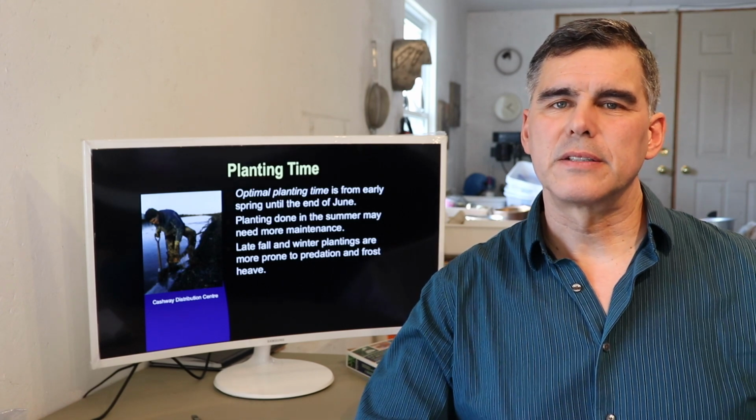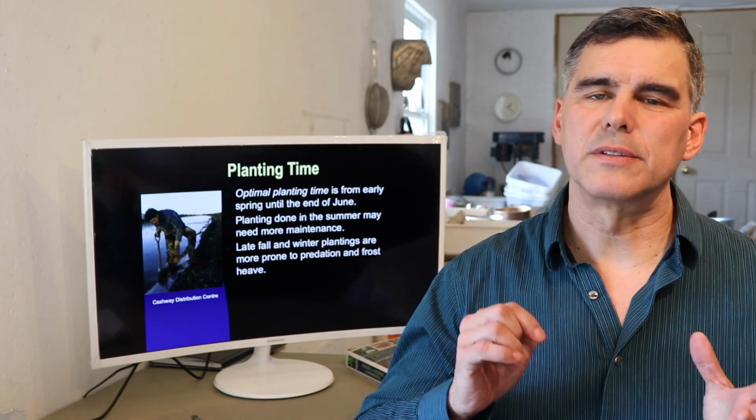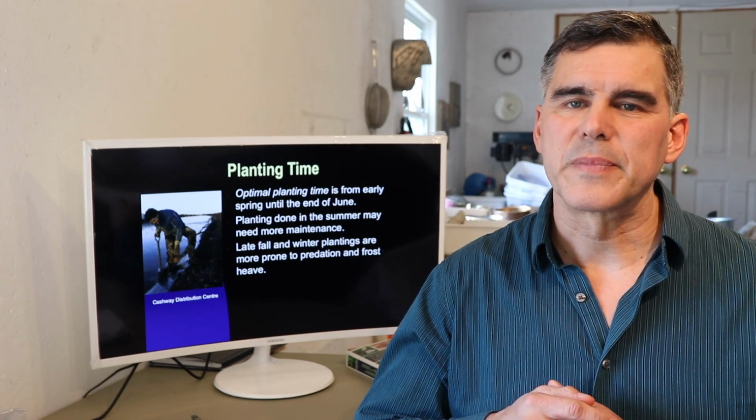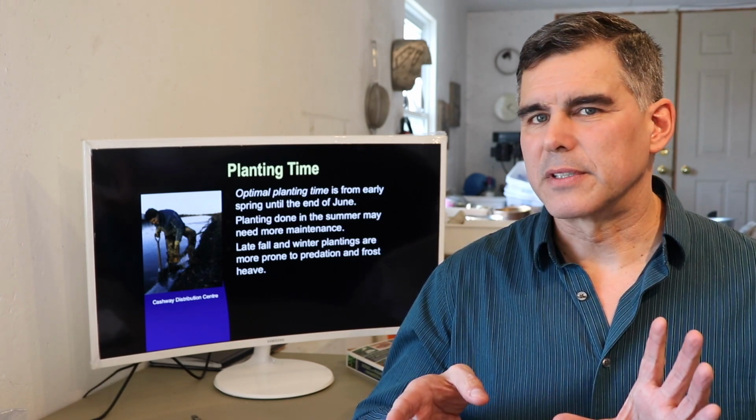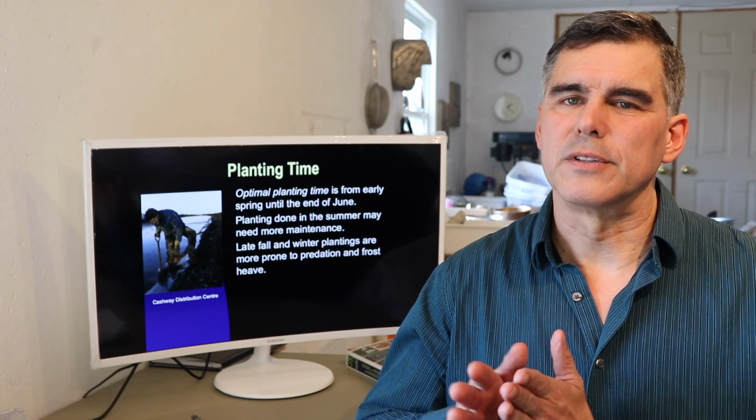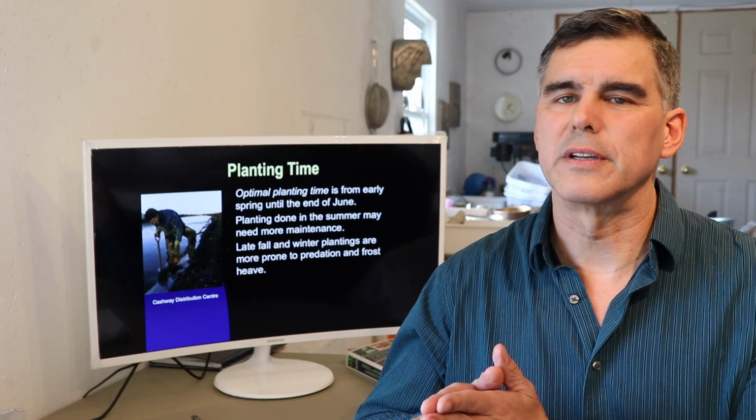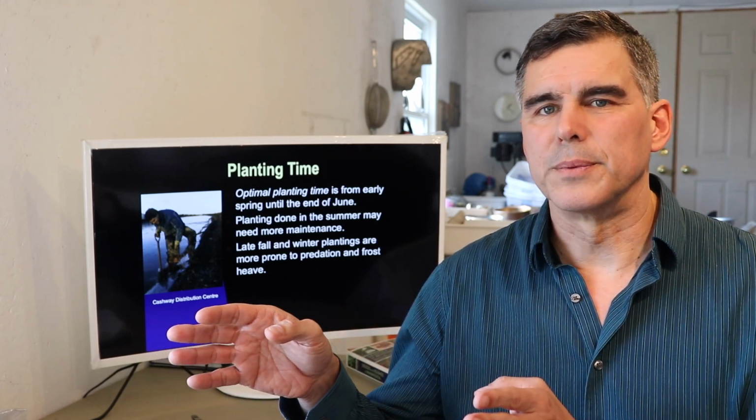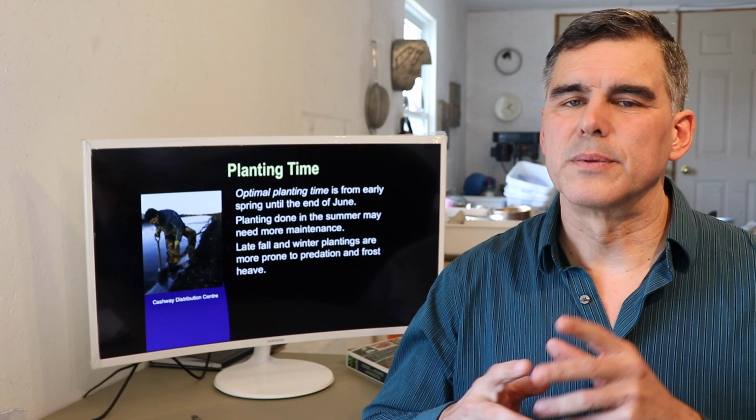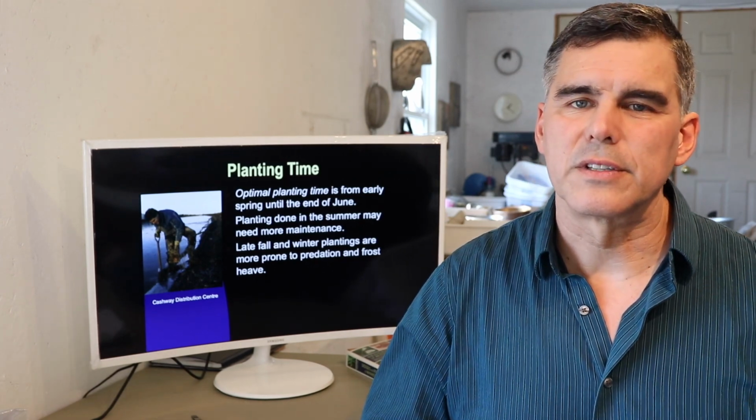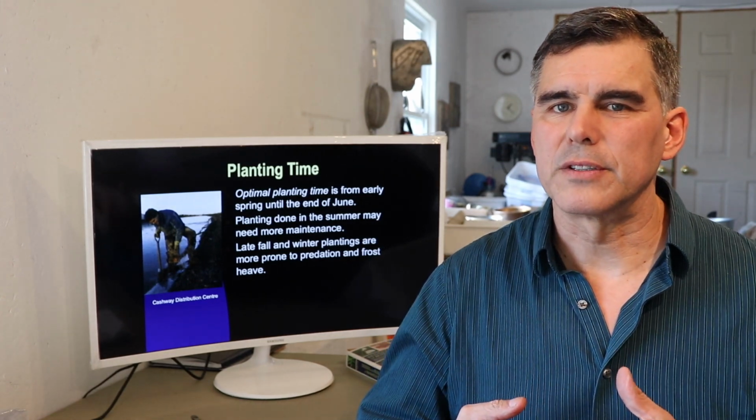So the optimal planting time for most plantings is the early spring, so planting up until about June in Canada. In your country it might be slightly different, because in July and August we have less rain, so we don't typically plant in that season, and then again in September to October you can plant again. So you have to work with the different seasons, the rainy season, the dry season, understanding when is the best time to plant your plants.